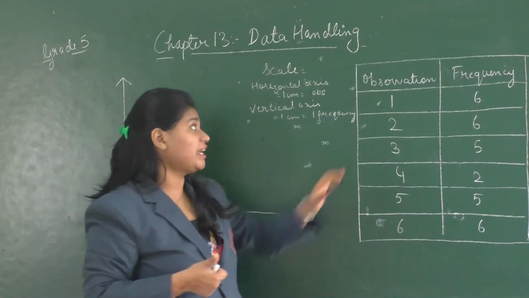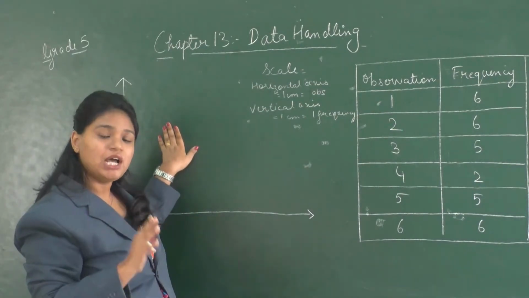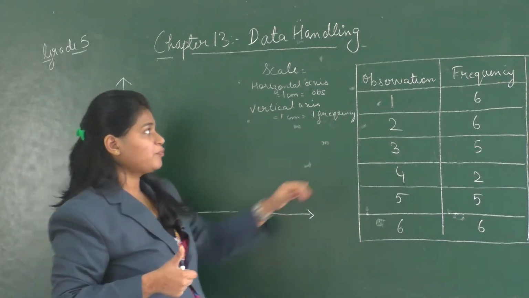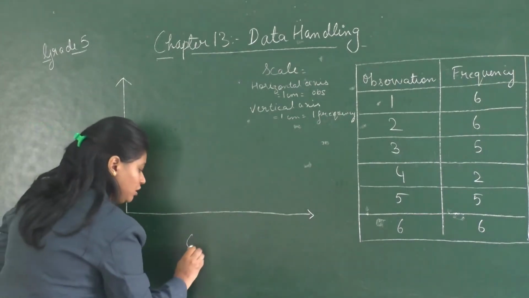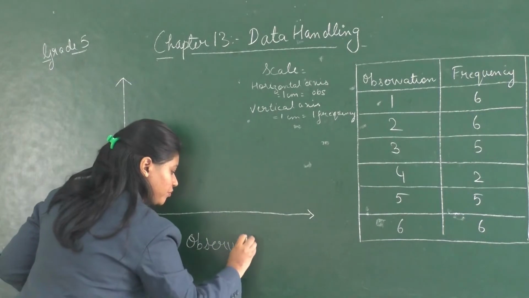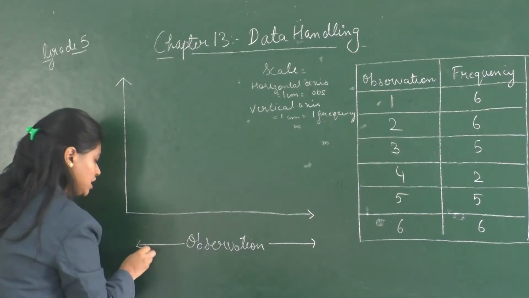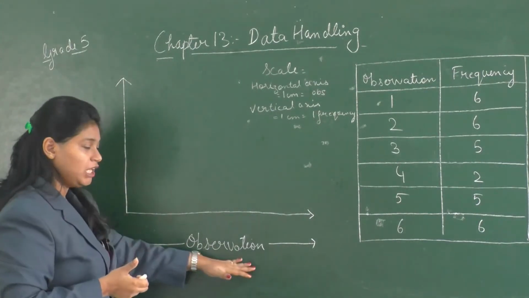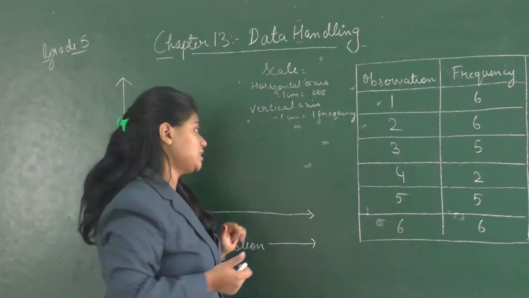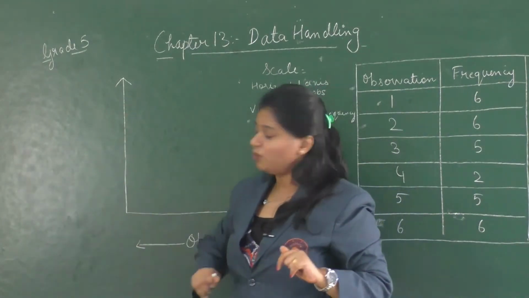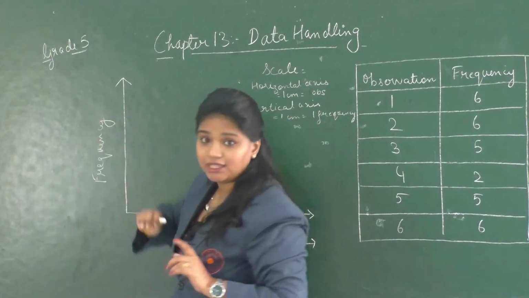Now let's represent this data in the form of a bar graph. Now either you can represent observation on the horizontal axis and frequency on the vertical axis, or you can do it the other way around. Here I am placing observation on the horizontal axis. So first I will write observation here with the arrows on both the ends. That means the horizontal axis is representing the observation. Second, the vertical axis is used to represent frequency. So I will write frequency against the vertical axis and I will make the arrows.